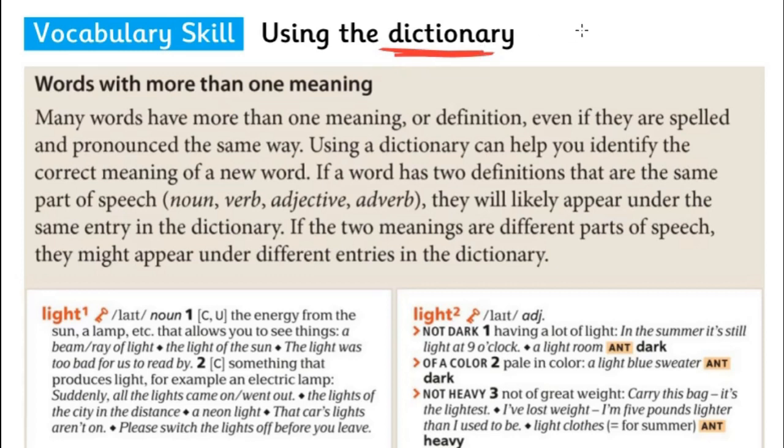We're looking at the vocabulary skill, and the vocabulary skill is about using the dictionary. Specifically, it's about the meaning of words that are spelled the same and pronounced the same, but have different meanings. Let me give you a quick example.